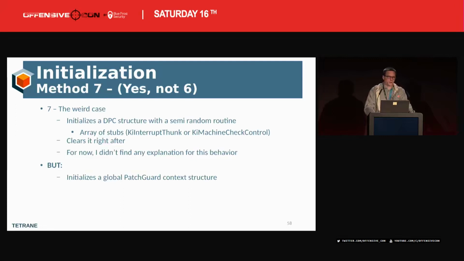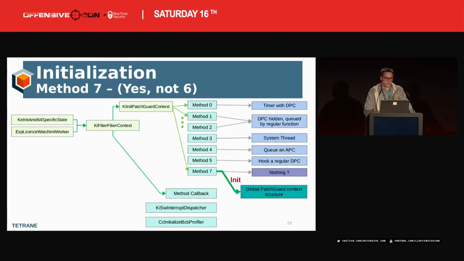For now, I have no explanation about this particular behavior, but there is something quite interesting in the rest of it, in that it will initialize a global PatchGuard context structure. Basically, the structures that I talked about previously will be initialized in memory, and there will be a global pointer pointing to it. What's interesting is that this global PatchGuard context structure is actually in clear text in memory. So if tomorrow you want to analyze PatchGuard and don't know where to start, I will tell you to start by looking at this PatchGuard context structure, as it's in clear text in memory. So it's really a good way to start.